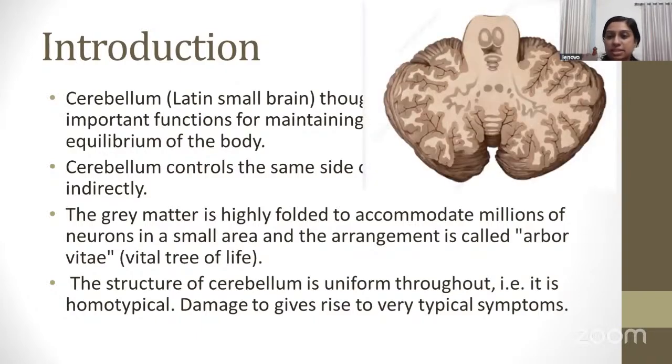So this is the structure. We can see the gray matter is thrown into numerous folds, just like the branches of a tree. That's why it is called arbor vitae of cerebellum. Okay, the structure is arbor vitae, or arborizing or branching pattern. So that's the structure of cerebellum.